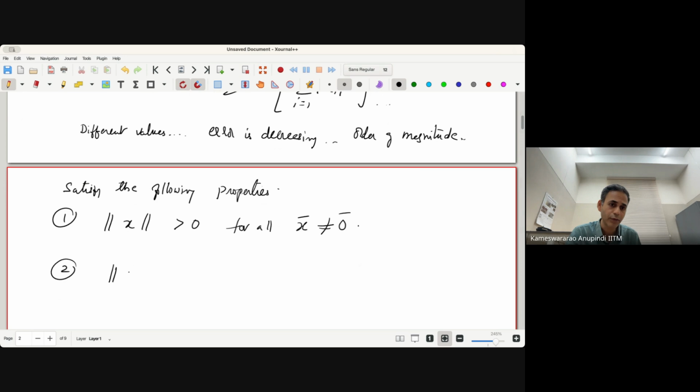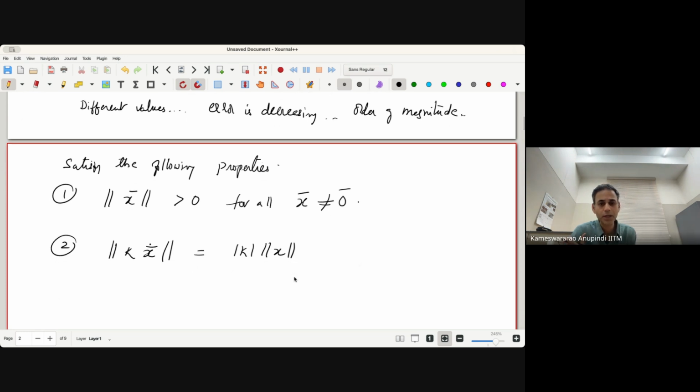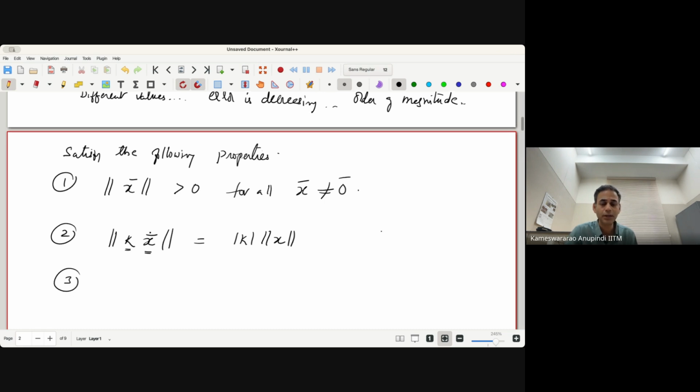And then, if you multiply the vector with a constant k, the norm should be equal to the modulus of k times the norm of that vector. So if you multiply the entire vector with some constant k, whether positive or negative, the norm is equal to the modulus of k times the norm of the vector. That is the second condition that the norm we define, whether it is an infinity norm, 2 norm, 1 norm, and so on, or any other new norm that you define in future, should satisfy.